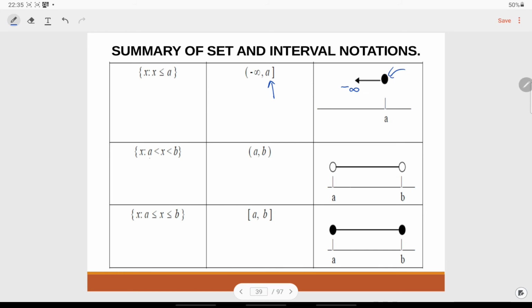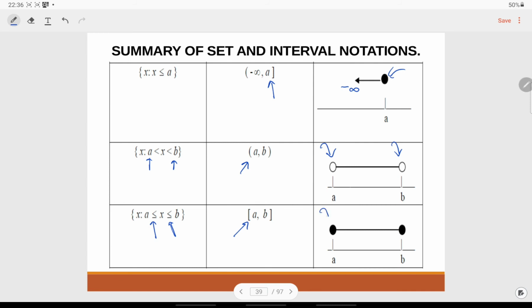Now we have the following notation. We have x greater than a and less than b in set form. To transfer the set form to interval form, we use an open parenthesis to indicate this is an open interval, excluding a and b. In the graph form, we use the white circle to indicate this is an open interval, excluding a and b. On the contrary, for x greater than or equal to a and x less than or equal to b, we use the square parenthesis because this is a closed interval between a and b, including a and b.